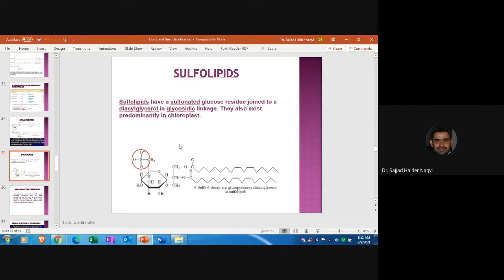Sulfolipids, as I said, have a sulfur group or a sulfonated group which is attached to a diacylglycerol, and this particular bond is called the glycosidic linkage. You know about the carbohydrates, and this kind of lipid is also predominantly present in the chloroplast.